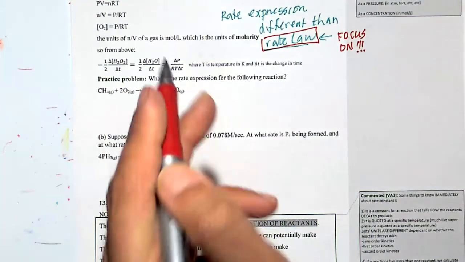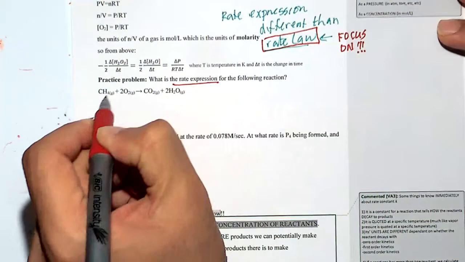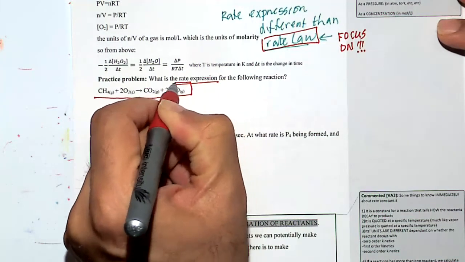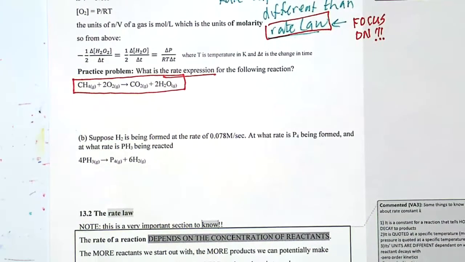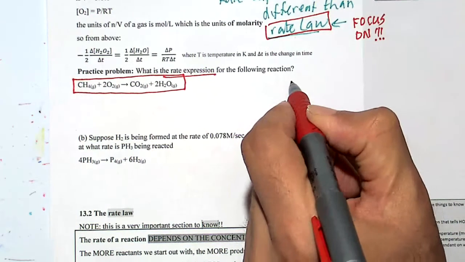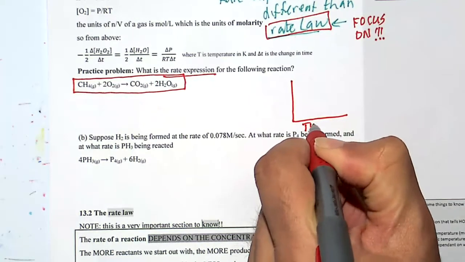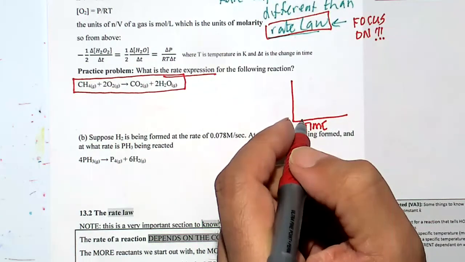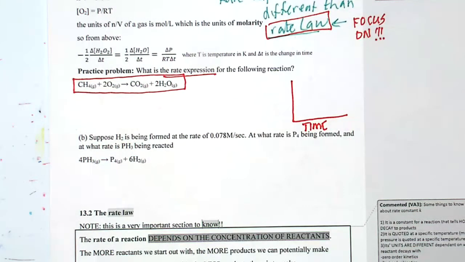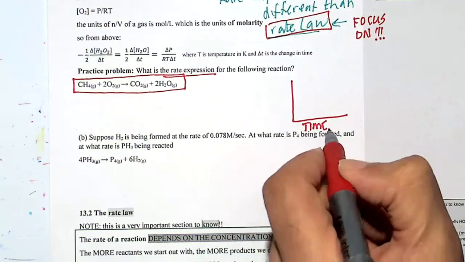Right, so first, let me talk about rate expression. Here we have an equation. What happens as this reaction proceeds? Over time, remember, rate has something to do with time. How fast? This whole chapter 13 is dealing with how fast. Is it fast? Is it slow? How do you know? We put a number by it. The number will tell us how fast or slow it is.